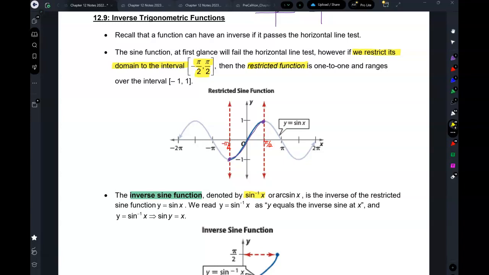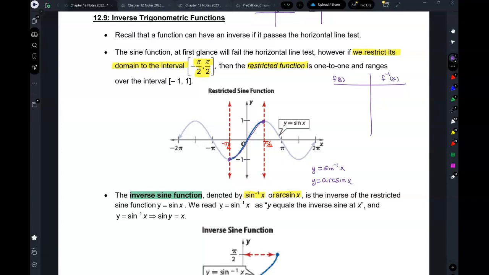It has a synonym. The synonym is arcsine. So you can either write y equals inverse sine of x, or you can write y equals arcsine of x, and they're synonyms. Those two are interchangeable. Okay? So we read it as y equals the inverse sine of x, and so on. Now, let's talk about domain and range. So we have f of x, and we have the inverse of f.